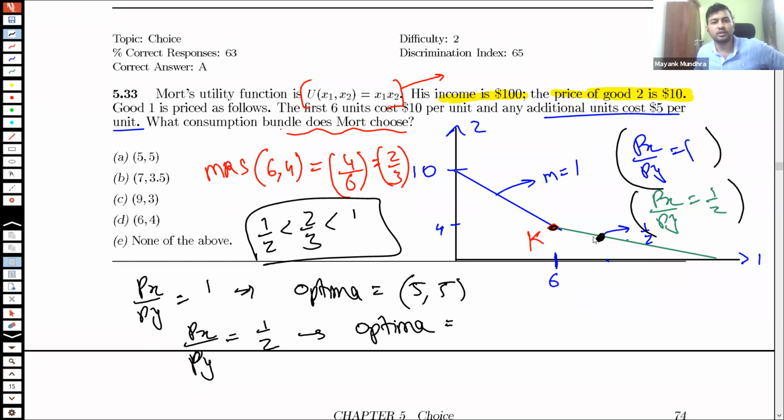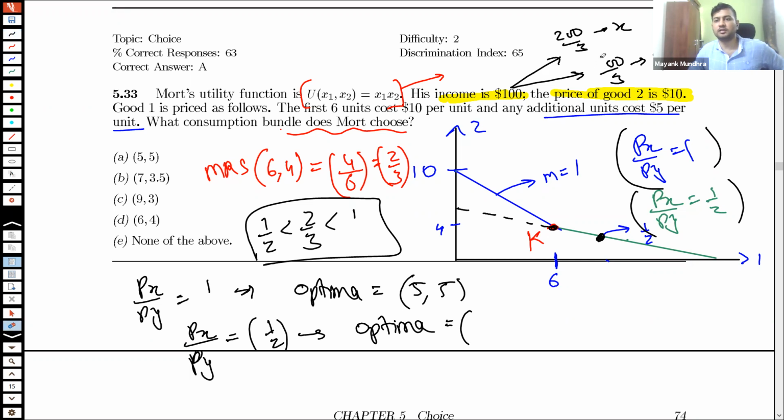Okay, so what is going to be the optima here? So assuming 1 and 2, the optima is going to be that you're going to divide this in 100/3 for x. Px by py is not half, it is 2. So 100/3 for x and 200/3 for y. So x is going to be consumed with x is half.